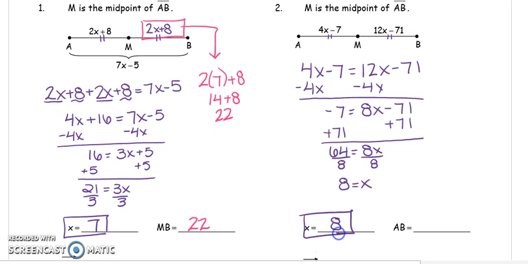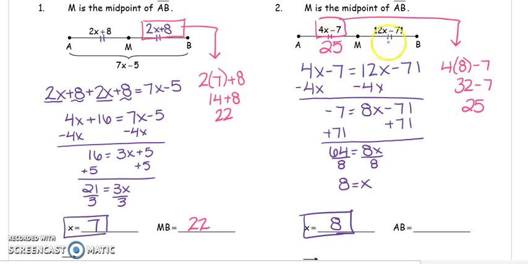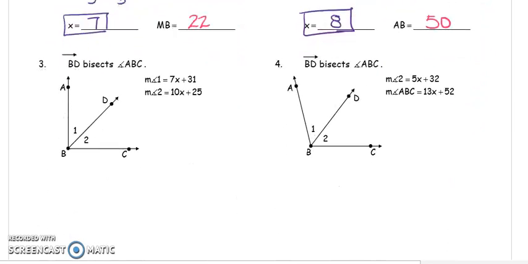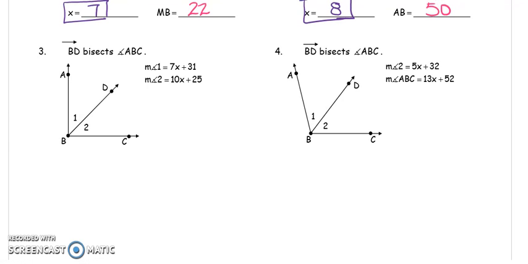Now, I want to figure out what AB is equal to. Well, notice that I don't have anything up here for AB. So I'm going to take this 4x minus 7, and I'm going to say 4 times 8 minus 7. That's 32 minus 7, which will give me 25. Now, if it's 25 here, since these two pieces are equal, it's also 25 there. So I can say 25 plus 25, which will make AB equal to 50. Now, when it comes to our angle bisector problems, it's the exact same idea.